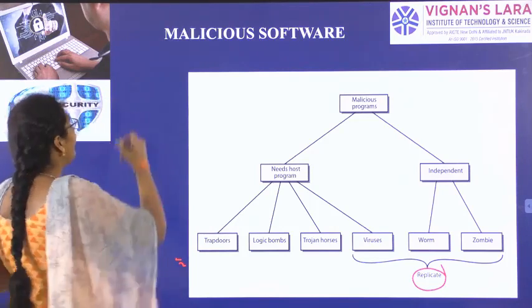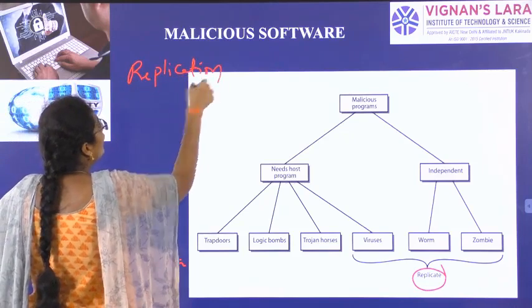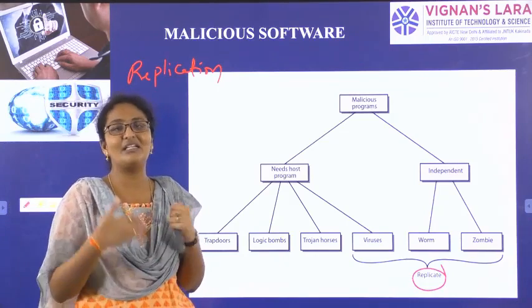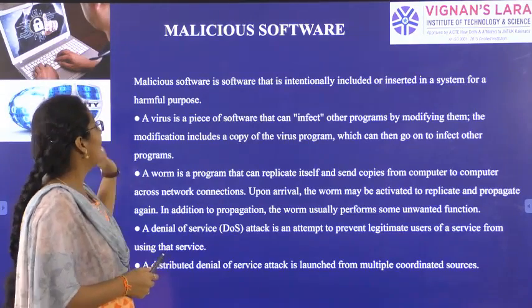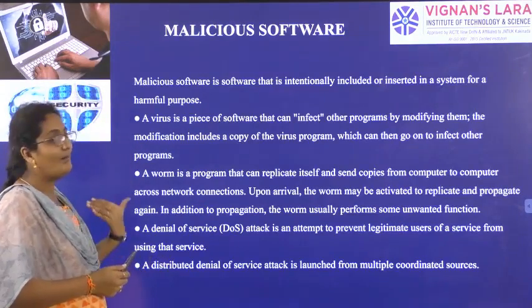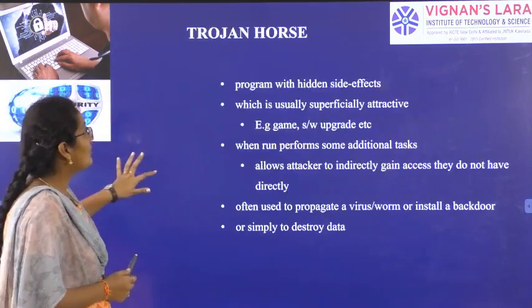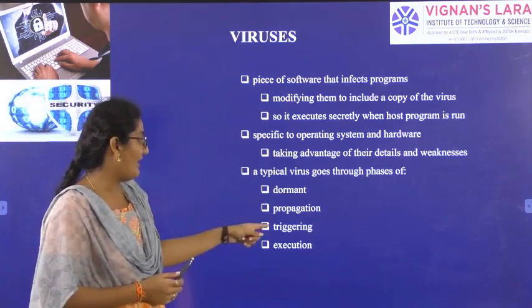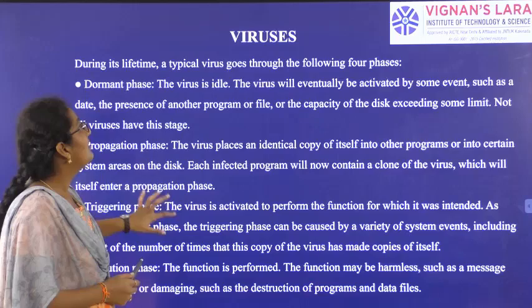But the common thing is replication. Both viruses and worms will replicate. Replication is nothing but multiplying themselves to cause harm. So we have seen the definition of a virus and a worm. Then we have seen what is a logic bomb, Trojan horse, trapdoor, and virus, and we have seen the phases of a virus: dormant phase, propagation phase, triggering phase and execution phase.